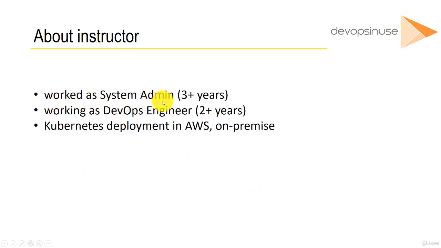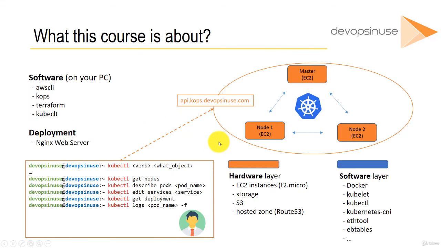I worked as a sysadmin for more than 3 years and currently I am working as a DevOps engineer, so I have 2+ more years of experience, and my main responsibilities are Kubernetes deployment in AWS and on-premise as well.